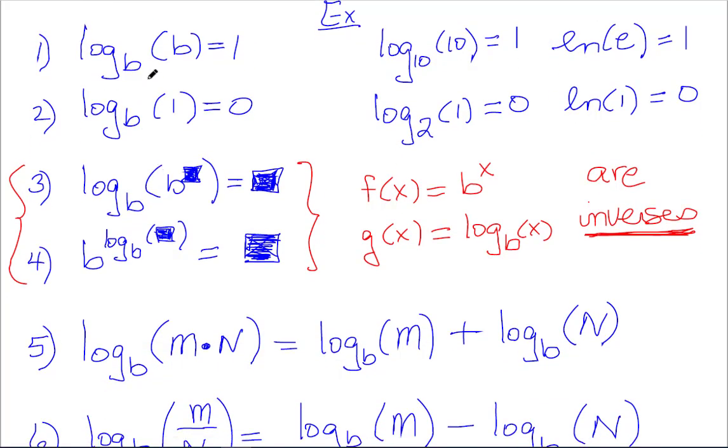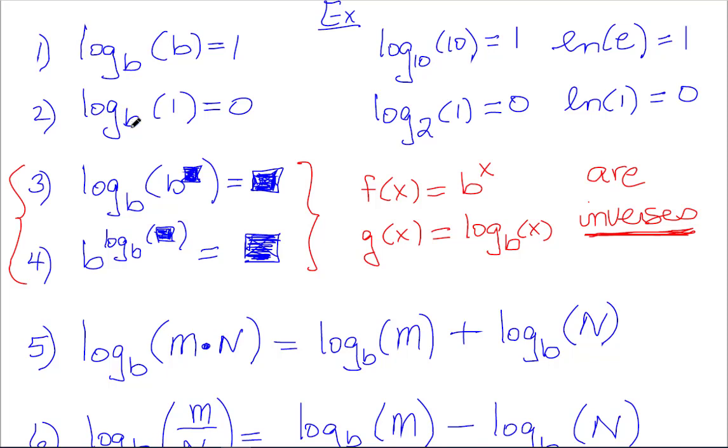So log b of b is 1. If you have log of the base, and that's the same thing on the inside, it's always 1. So log 10 of 10 is 1. Ln, which is log e of e, is 1. Well, why is that true? Well, 10 raised to the first power is 10. So anytime you have log b of b itself, it's 1.